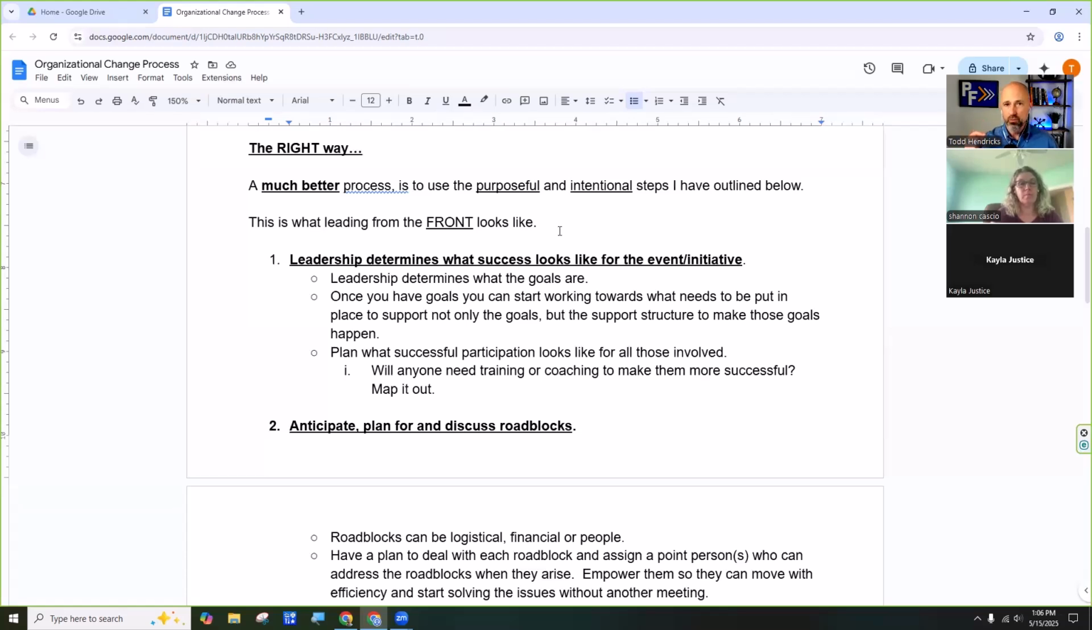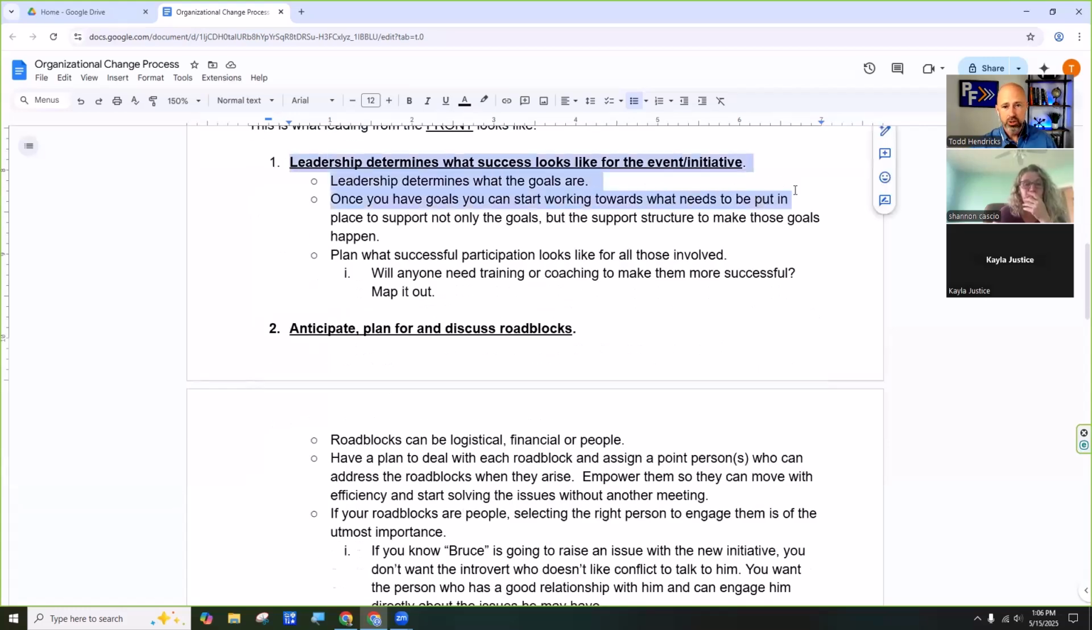We are going to switch from leading from the rear to leading from the front, because that's a far better way to do that. So the first step, number 1, leadership determines what success looks like for the event or the initiative. Now, I keep saying change or event or initiative. These are all interchangeable because it's the same process no matter what you're doing.